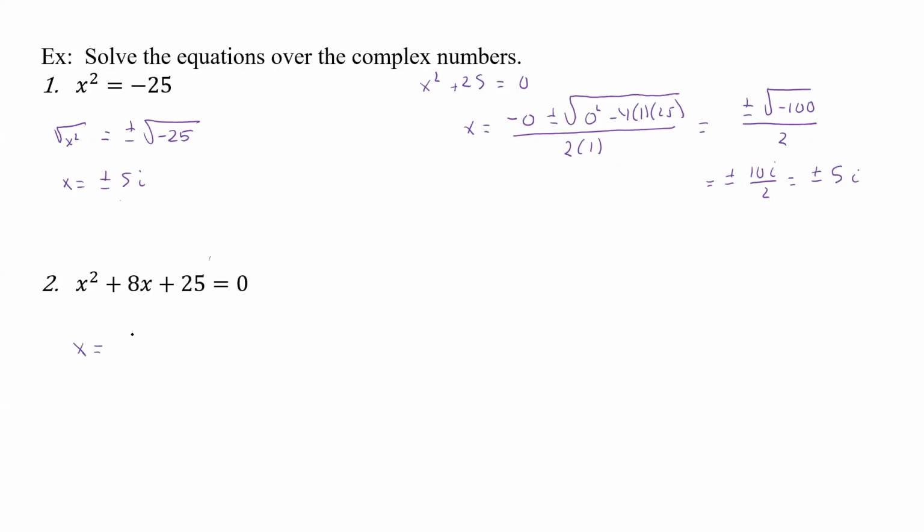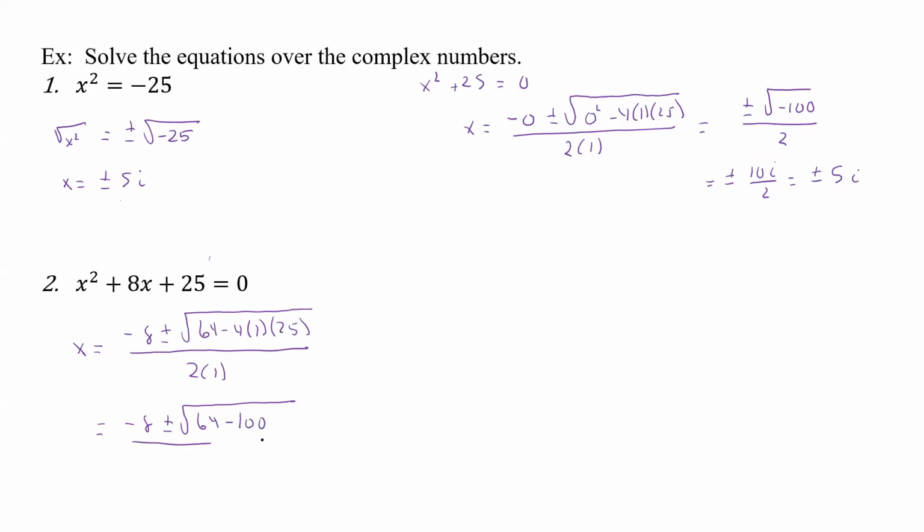So x is going to be negative b plus or minus the square root of b squared minus 4 times a times c, all over 2 times a. So that gives us negative 8 plus or minus the square root, and that's going to be 64 minus, and that's going to give us 100, and then all over 2.